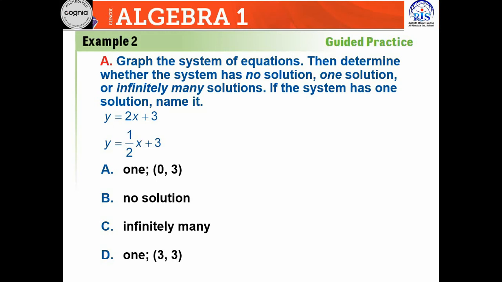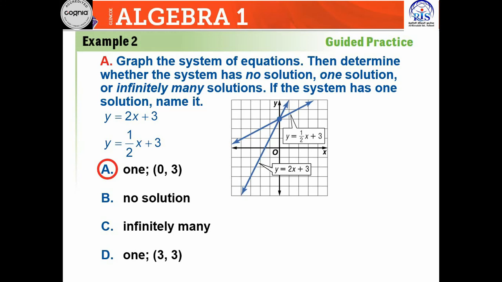Another example: graph the system of equations, then determine whether the system has no solution, one solution, or infinitely many solutions. If the system has one solution, name it. y equals 2x plus 3, y equals half x plus 3. Before I start here, I can notice that the slope here is 2 and here it is half. The two slopes are different. This means the lines must intersect. This means I have one solution.